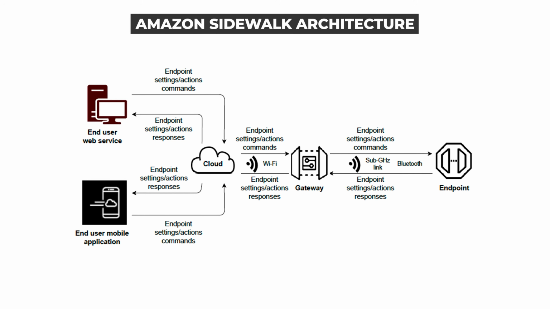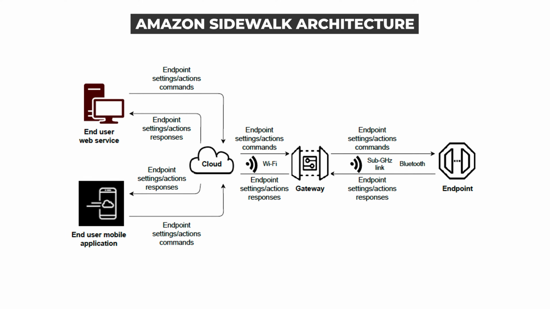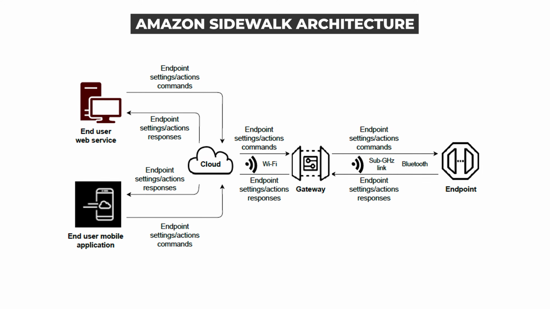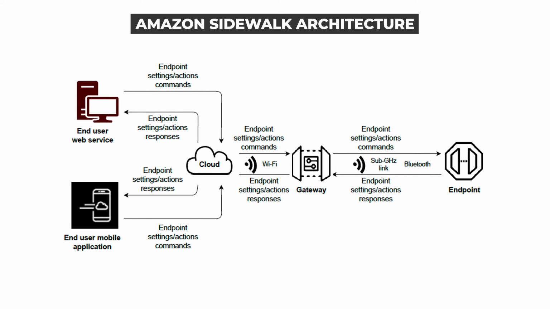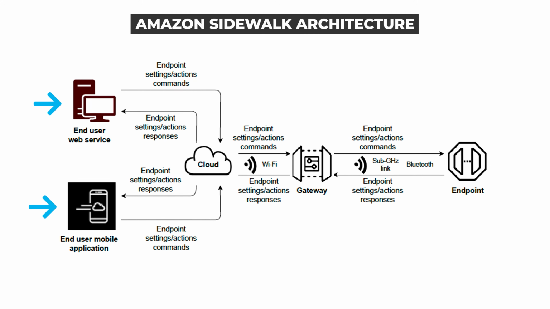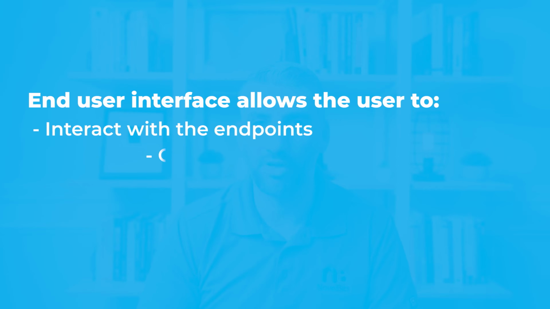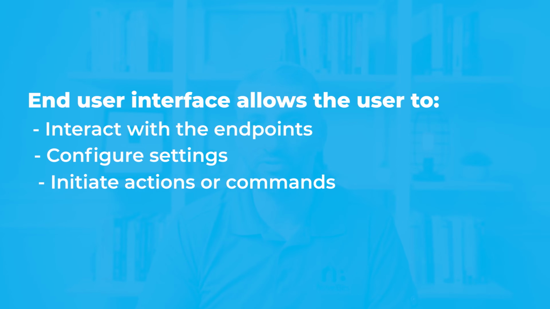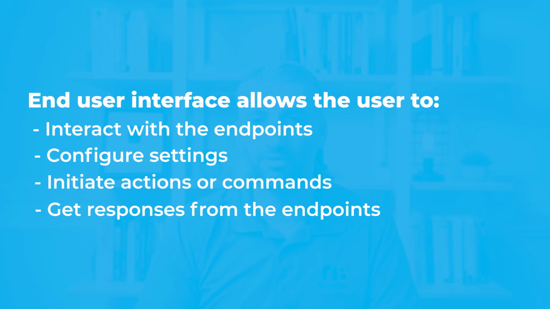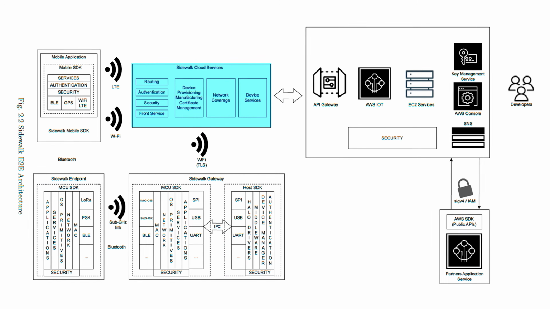Let's look more in depth at the architecture. We'll start with the end user interface, which in the case of Amazon Sidewalk could be a mobile app or a web interface. This is what allows the user to interact with the endpoints, to configure settings, initiate actions or commands, and get responses. The cloud is the central entity of the system.